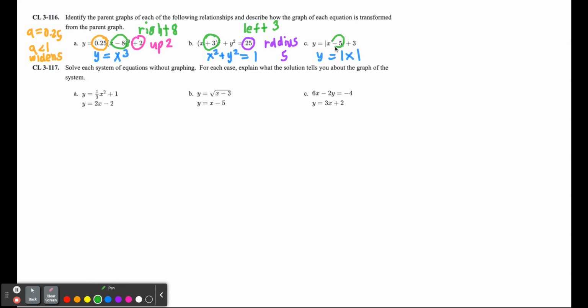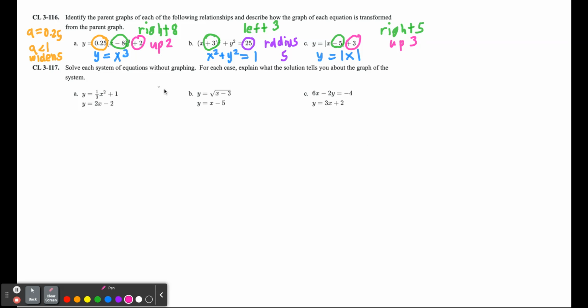And then here there's a left or right shift, it's -5, so right 5. And then there's an up or down shift outside the parentheses. So remember, inside the parentheses are left and right shifts, like numbers added or subtracted to x. And then outside, that will be up 3.